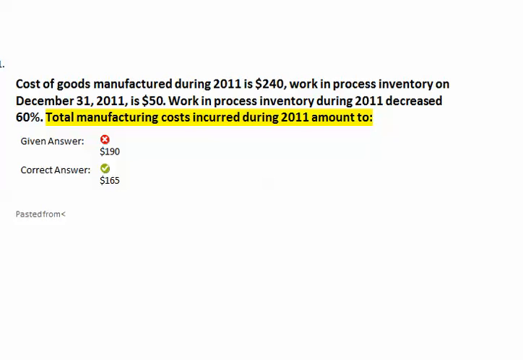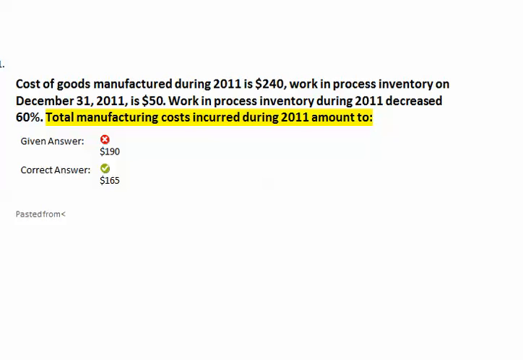So the question says, total manufacturing costs incurred during 2011 amounted to. I need to focus on what the total manufacturing costs were. I don't care about the other costs except if it aids me in making that calculation. Reading the question now, it says, cost of goods manufactured during 2011 was $240. Work in process inventory on December 31st was $50. Work in process during 2011 decreased by 60%. The total manufacturing costs were how much?